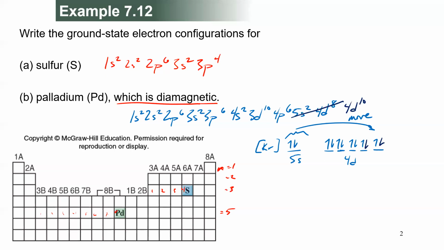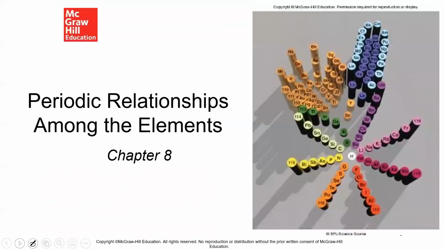Any questions on how to write these electron configurations? Looking at a periodic table, being able to come up with an electron configuration. All right, hearing none, I'm going to move on.